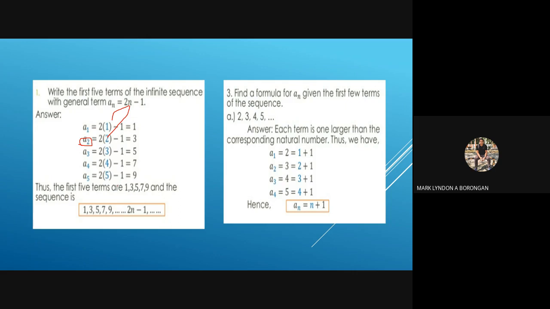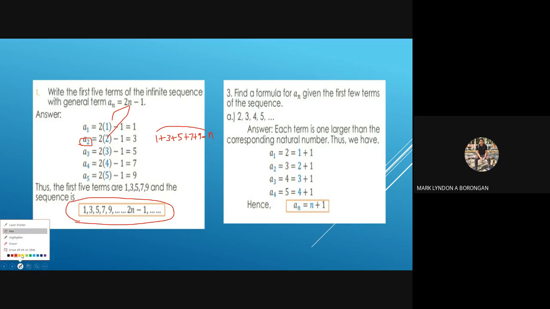So after this, we have the first 5 terms. The series is 1 plus 3 plus 5 plus 7 plus 9. Then you put equals there, the total. Okay? So that is what we are going to find in this series. Then this is the sequence.